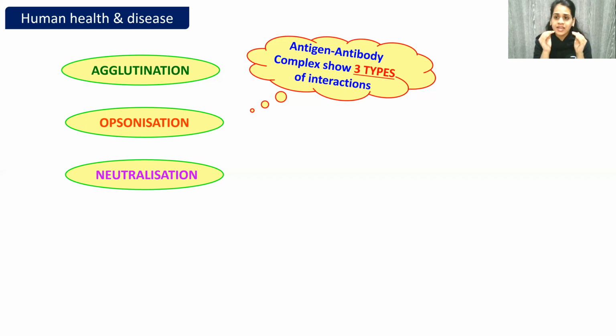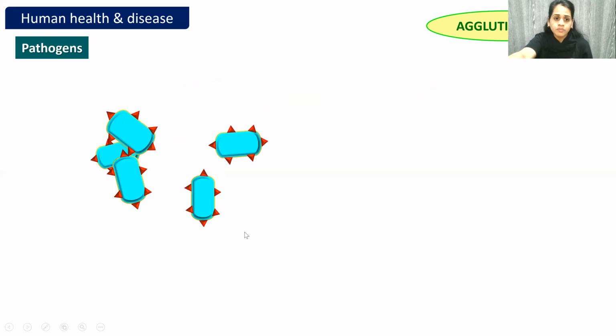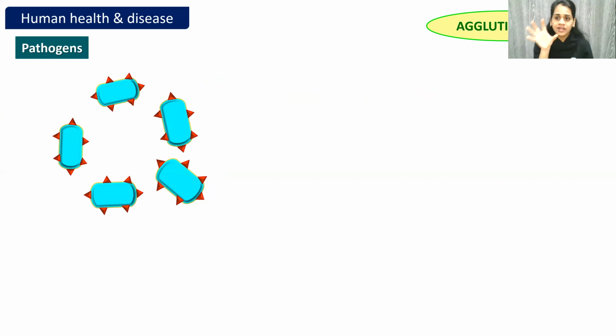Now let us understand each of the interactions in detail. It's a very nice video. I think you're going to enjoy it. See, first we're going to talk about agglutination. So pathogens have come. Can you see? Pathogens have come inside. Okay, they're dancing inside our body.